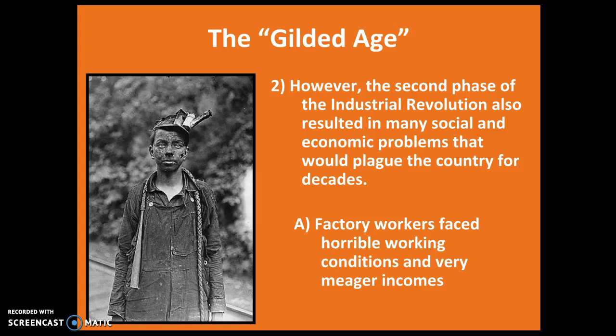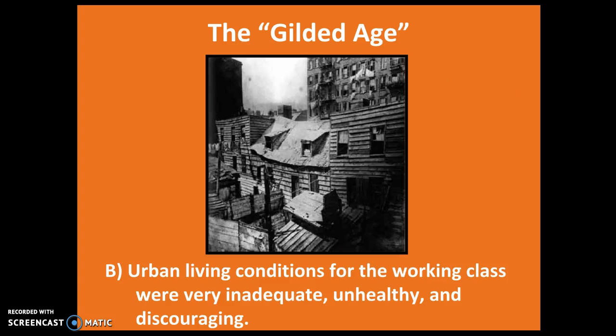Some of the examples are here. Factory workers are going to face horrible conditions. At first, they're going to be paid very little, essentially cents on the dollar, to do jobs that are backbreaking and very labor intensive. When they started to move into the city, it was a while before cities really figured out how to respond to the massive influx of people. And so urban living conditions for the working class are going to be very inadequate, even unhealthy and discouraging. In some of the worst cases, these apartments, these tenement housing, are actually going to be made out of wood, and if it catches fire, that could tear down an entire apartment building with people who might be inside.